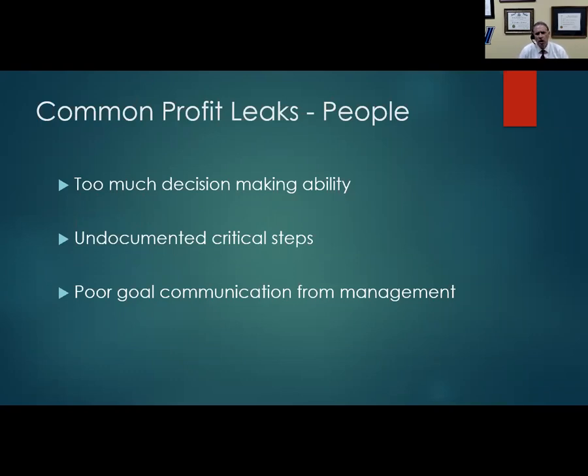Poor goal communication from management. So this is where management doesn't establish expectations of the people involved as far as targets to hit, whether it's certain quotas that they need to hit as far as on the sales side, or if it's certain tasks to be done within a certain period of time. The clearer that management can communicate, the better the chances there won't be profit leaks.